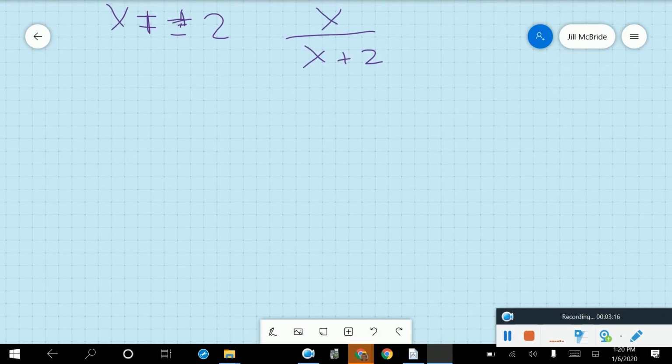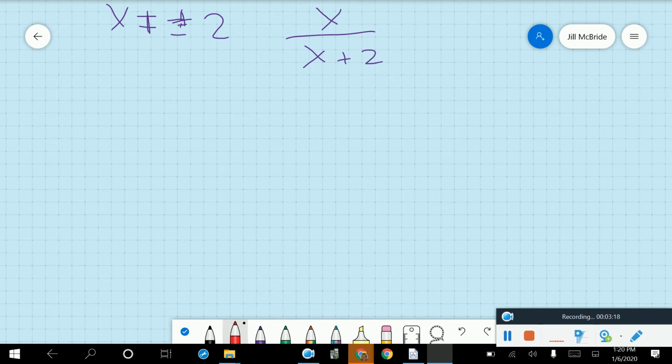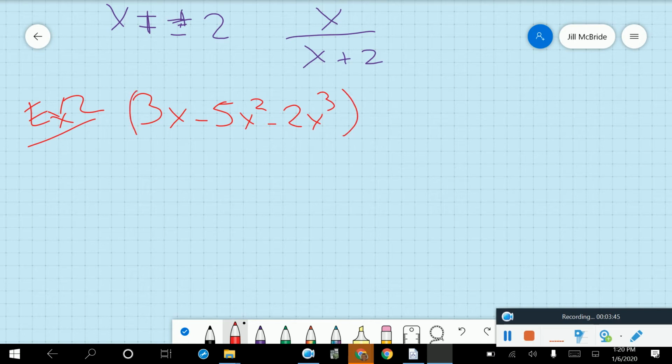Okay, let's look at another example. Example 2. This one looks complicated, but it's really not. 3x minus 5x squared minus 2x to the third times 6x squared minus 5x plus 1 all to the negative 1 power.